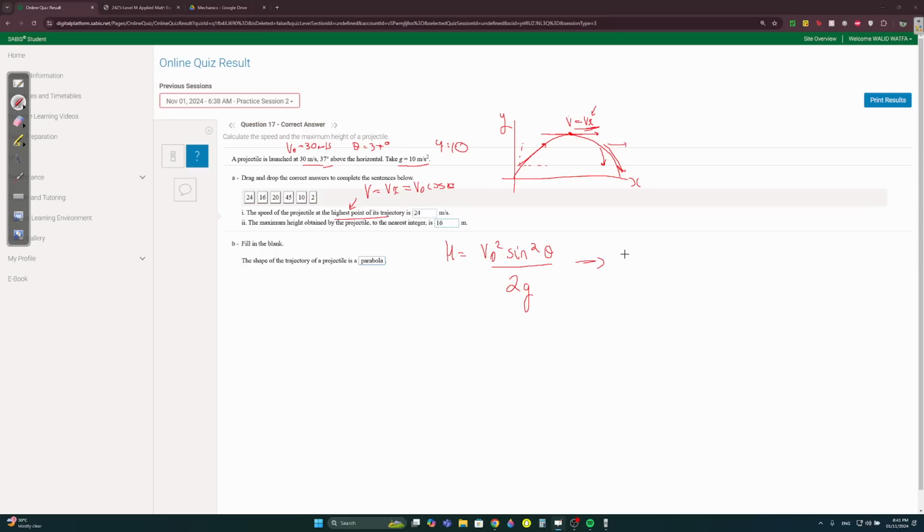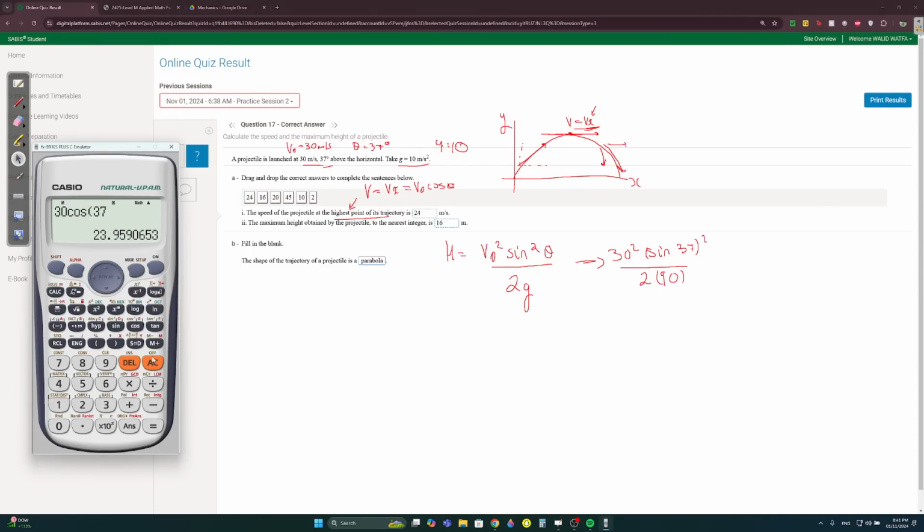Okay, so this is going to be V node squared, so 30 squared, sine squared theta, so sine 37 squared, over 2 times 10. So you're going to get 30 squared times sine 37 squared. I should close the brackets here. Over 2 times 10. That's not a 9, huh? This is a 10. You get 16.